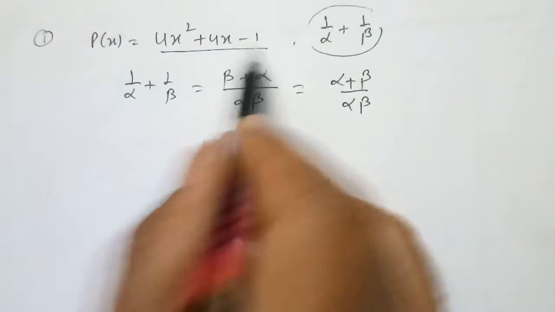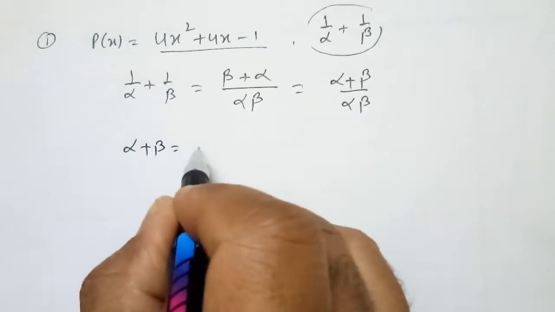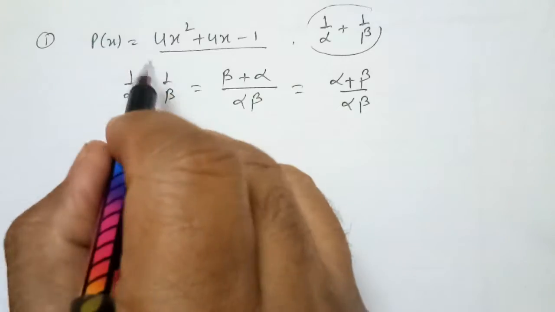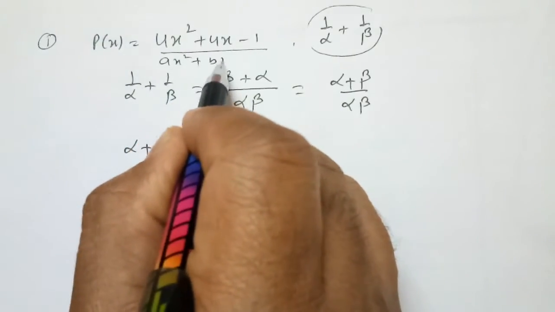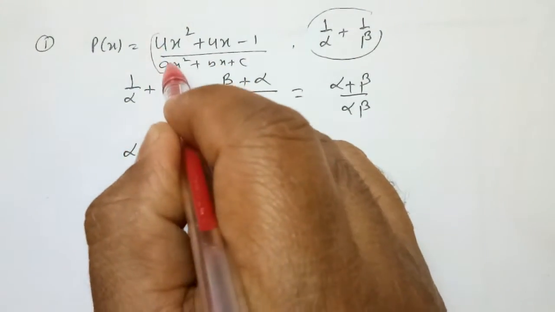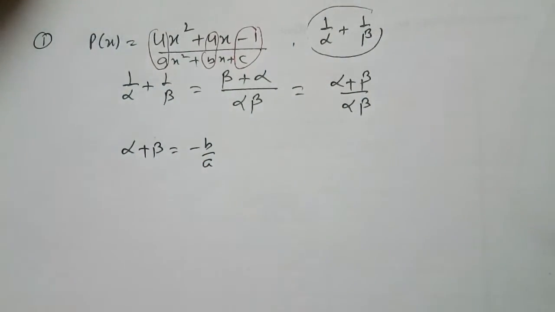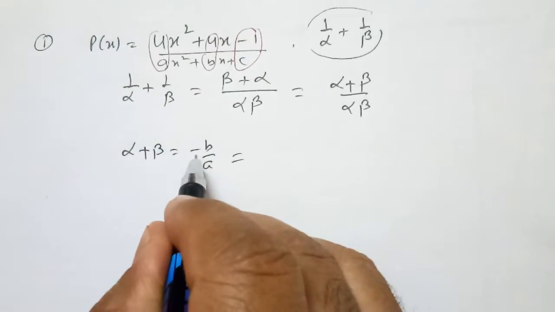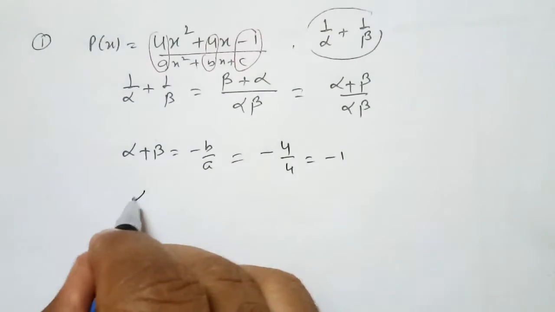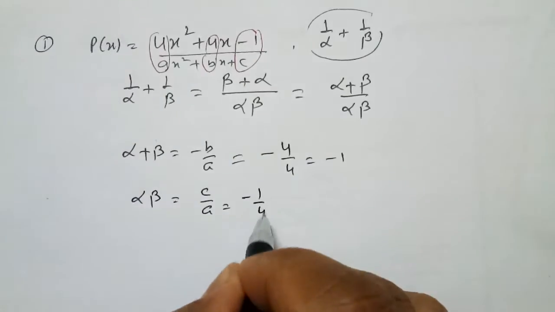So this sum of zeros and product of zeros we will find from this polynomial. So alpha plus beta equals to minus b upon a. So if we compare this polynomial with the standard polynomial, that is ax square plus bx plus c, here a is equal to 4, b equals to 4, and c equals to minus 1. So when we put the values here, minus b is minus 4, upon 4 which equals to minus 1, and alpha beta which equals to c upon a, c is minus 1, so minus 1 upon 4.